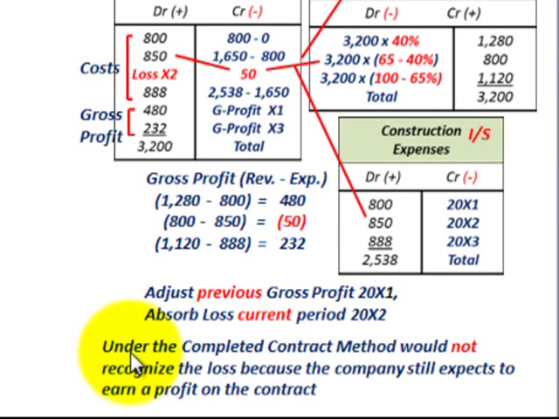Now, if we talk about it in these terms, looking at the completed contract method, we went through the percentage of completion method here, but had we looked at it in the completed contract method, you would not recognize this loss in 20X2, because the company is still assuming that they expect to earn a profit on the contract at the end of the year 20X3. With completed contract, we wouldn't have had this loss. But with the percentage of completion method, the way it works, that's where we recognize the loss.